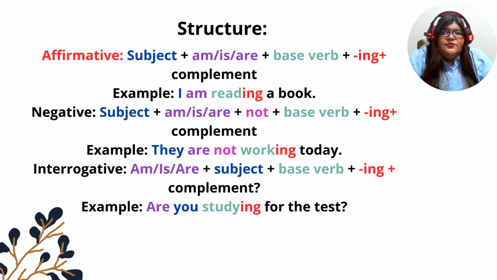So now for you to remember better, we have here the structure for the present progressive or present continuous. In affirmative, we will use subject plus the verb be, is, am, are, plus the base form of the verb plus ing, plus a complement, right? For example, I am reading a book.